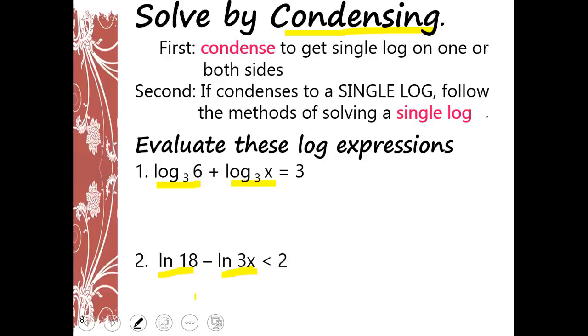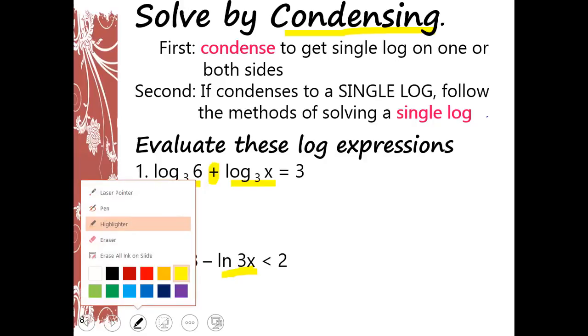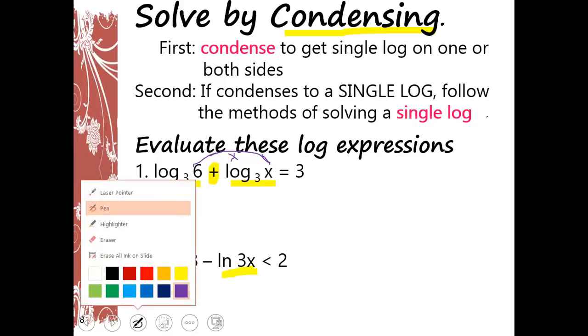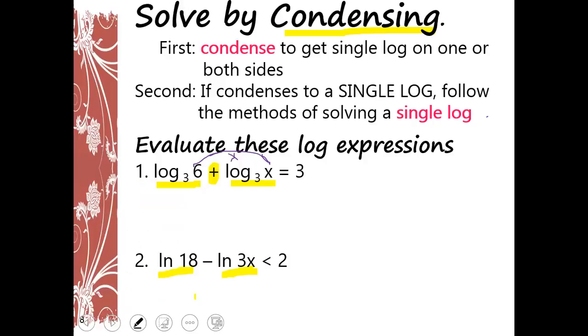If the operation between the two logs is addition, then you're going to want to multiply the arguments of the logs together. If your operation between the two logs is subtraction, then you're going to want to make a ratio out of these two arguments.